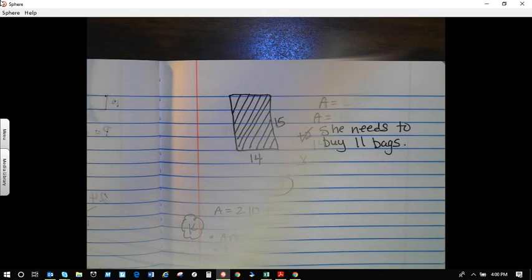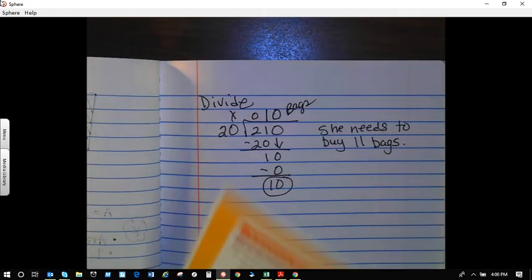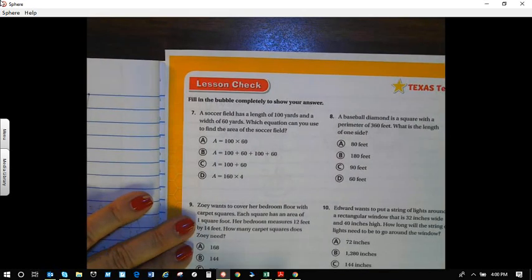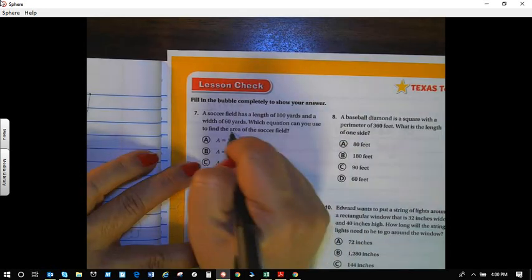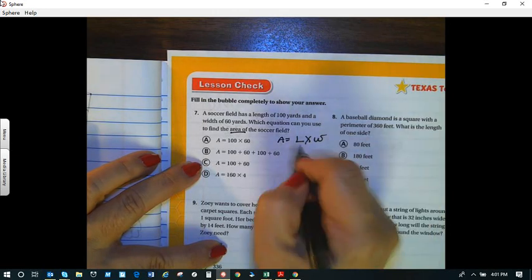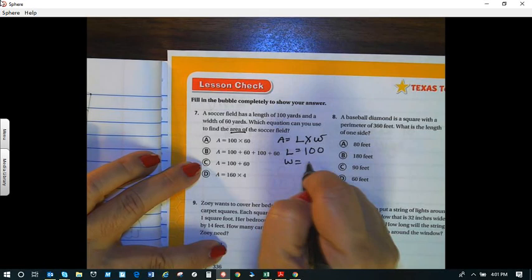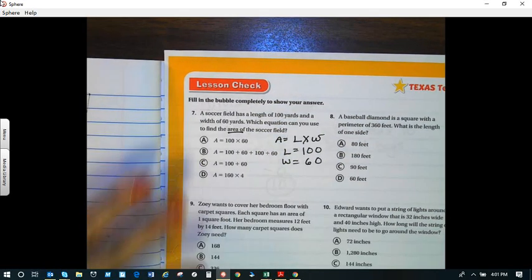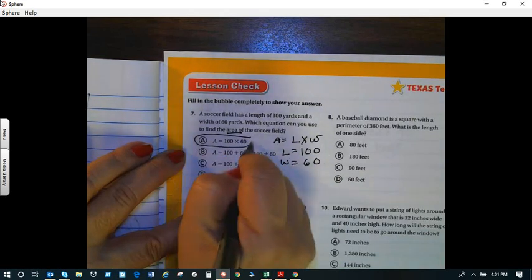All right, now let's finish up this back part because this shouldn't take too long because I think the arithmetic part was the longest part. Let's look at this. A soccer field has a length of 100 yards and a width of 60 yards. Which equation can you use to find the area? Again, area equals length times width. I know that the length equals 100 and the width equals 60. So which is going to be it? Yep, you're going to multiply this out, so it'll be A.